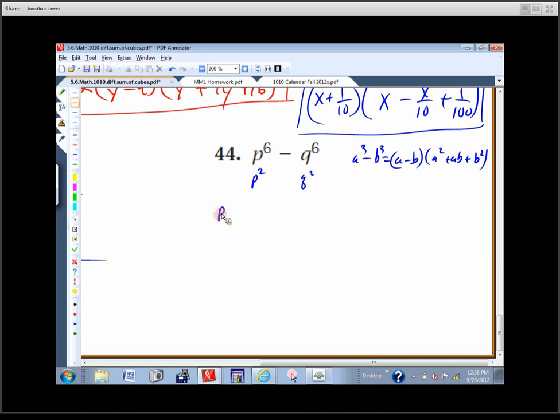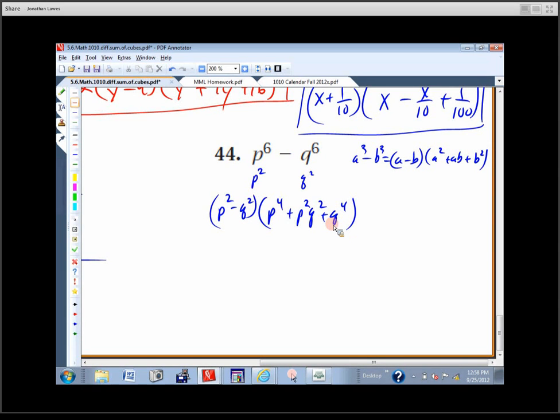So this is going to be p squared minus q squared, p to the 4th, q to the 4th, and the middle one would be plus p squared q squared. Is that right? Oh, plus. Thanks. Good there? Okay.